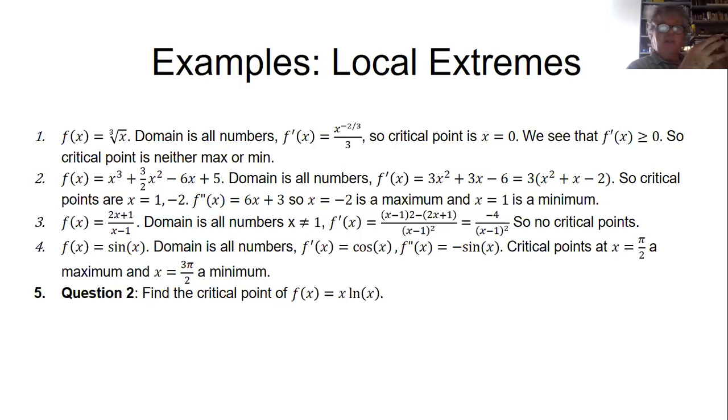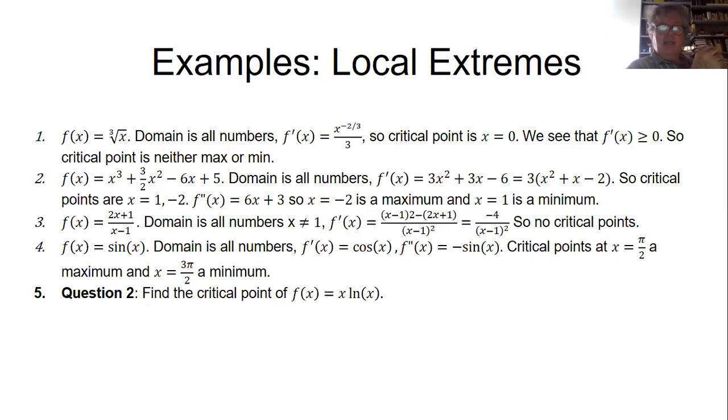Here's another one, 2x plus 1 divided by x minus 1. Domain is all numbers except x equals 1. So 1 can't be a critical point because it's not in the domain. It's not part of the function. Okay, so the derivative, use the quotient rule, and we get minus 4 divided by x minus 1 squared. There are no critical points. X equals 1 is not part of the domain, so it can't be a critical point. That can never be 0. Okay, so this is an example of a function that hasn't got any maxes or mins.